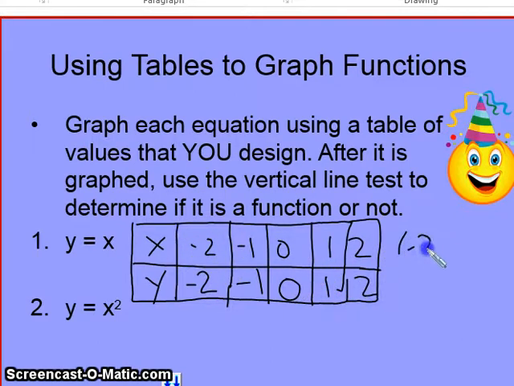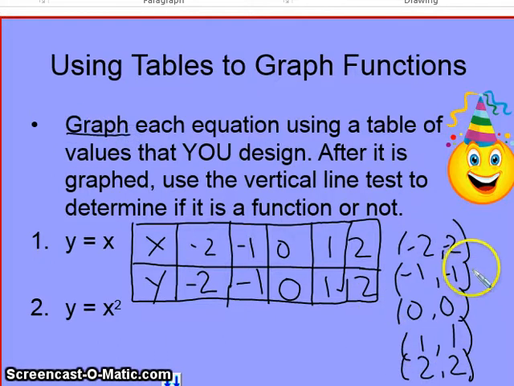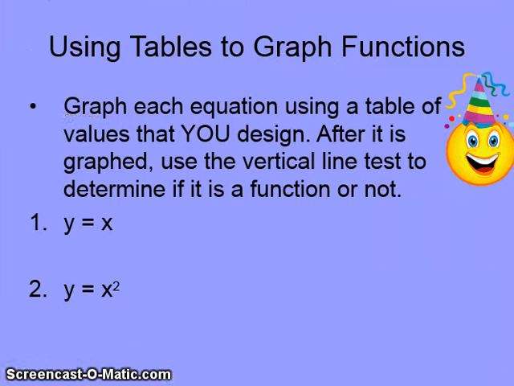I've got -2, -2. I've got -1, -1. I've got 0, 0. I've got 1, 1. And I've also got 2, 2. Alright, so now I want to graph this equation. So I'm going to take all these ordered pairs and I'm going to graph them.